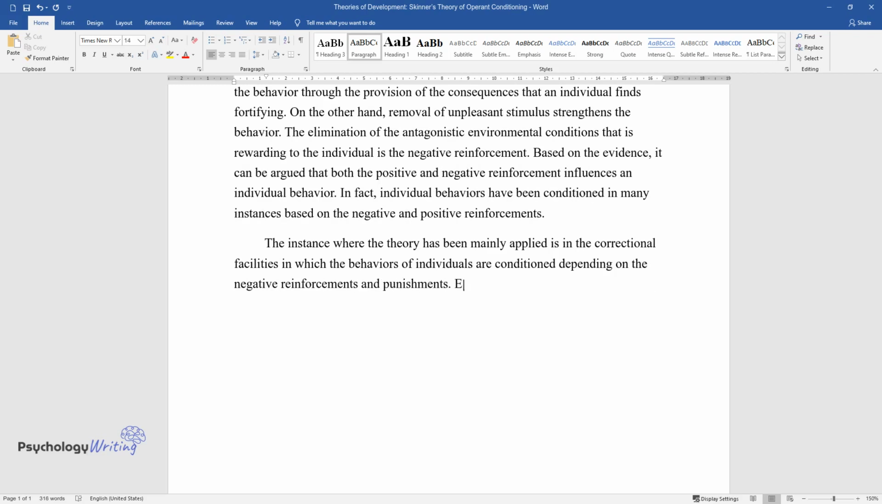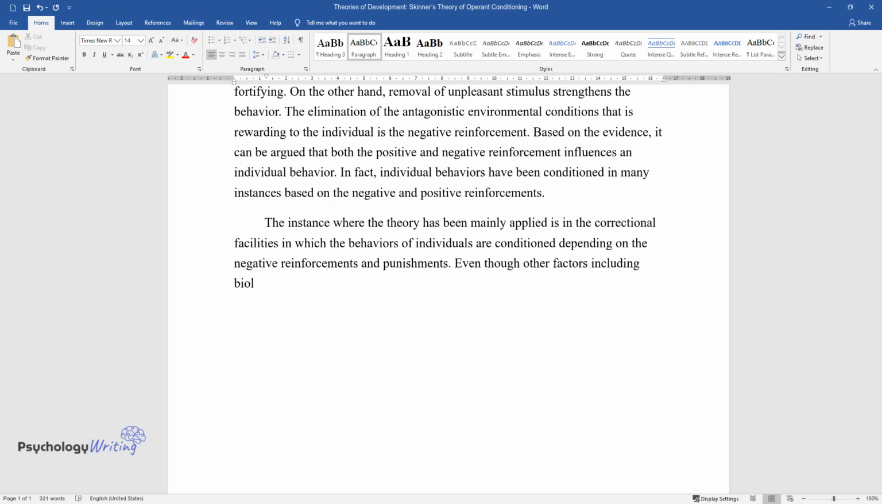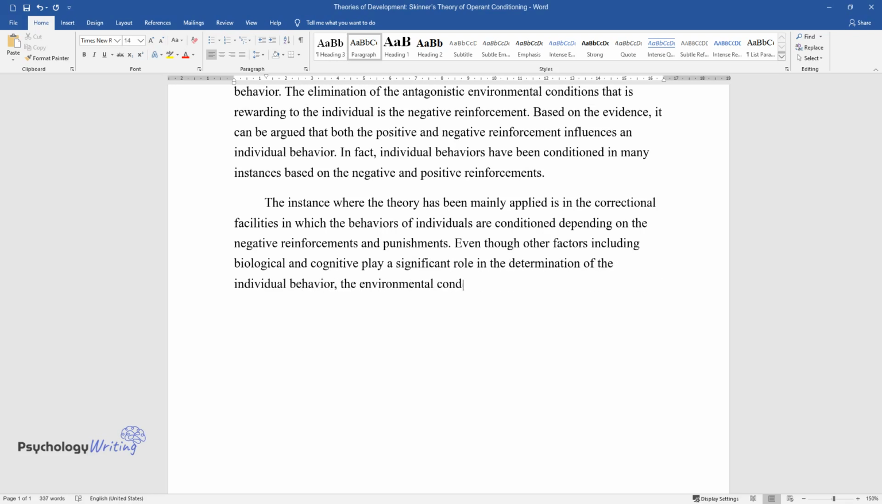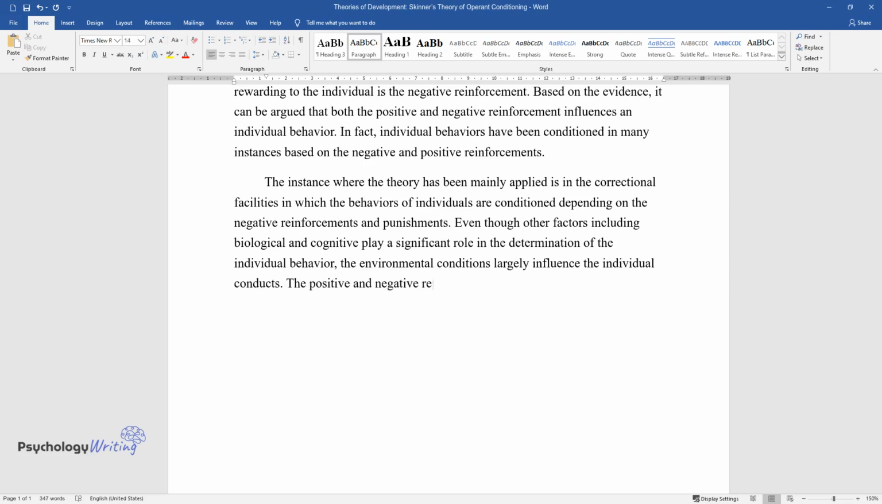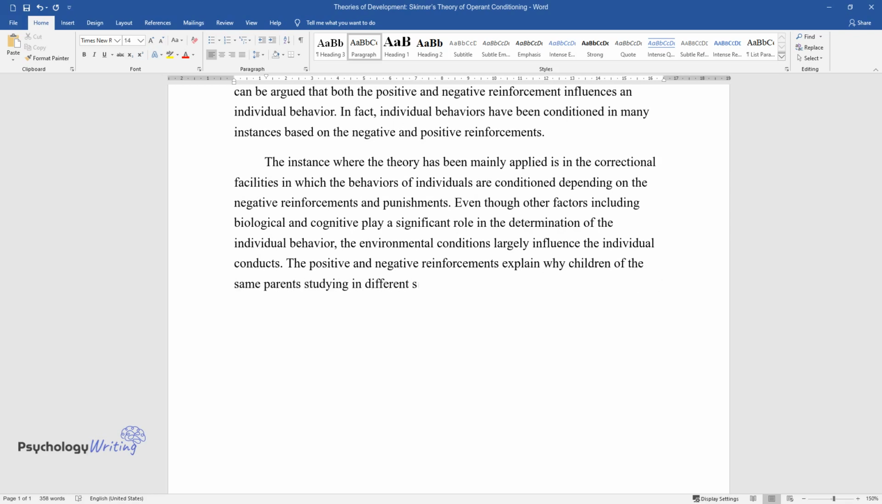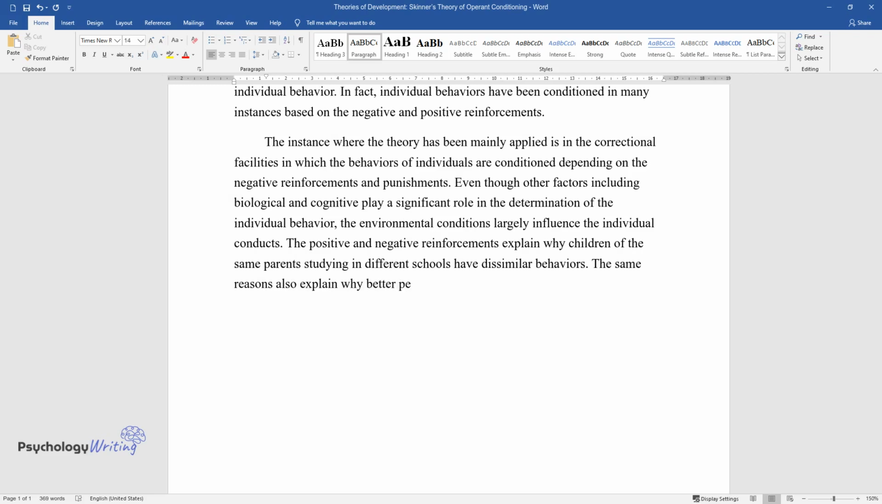Even though other factors, including biological and cognitive ones, play a significant role in the determination of individual behavior, environmental conditions largely influence individual conduct. Positive and negative reinforcements explain why children of the same parents studying in different schools have dissimilar behaviors. The same reasons also explain why better performances are rewarded.